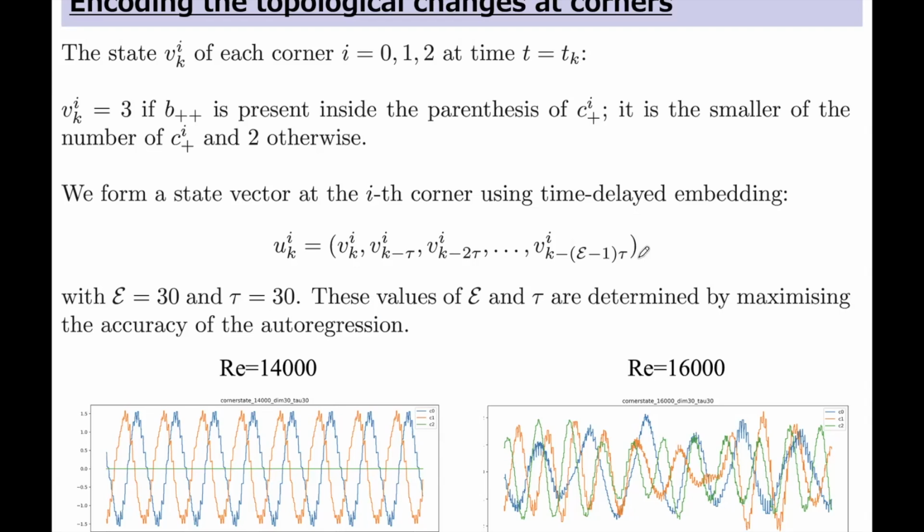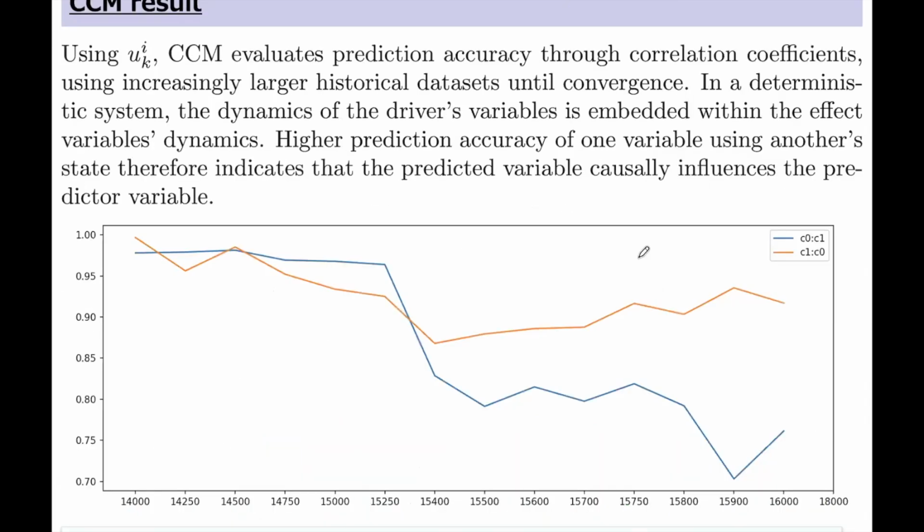But anyway, by using the vectorized state vector, we use dimensional reduction by principal component analysis. Here is the evolution of the first component for the cases of 14,000 and 16,000. This looks periodic, this looks asynchronous. So we are going to apply the CCM analysis to this kind of time series. So this is the result.